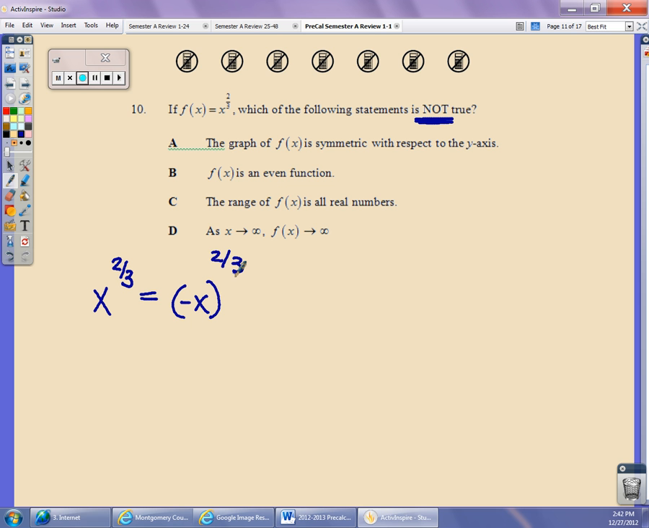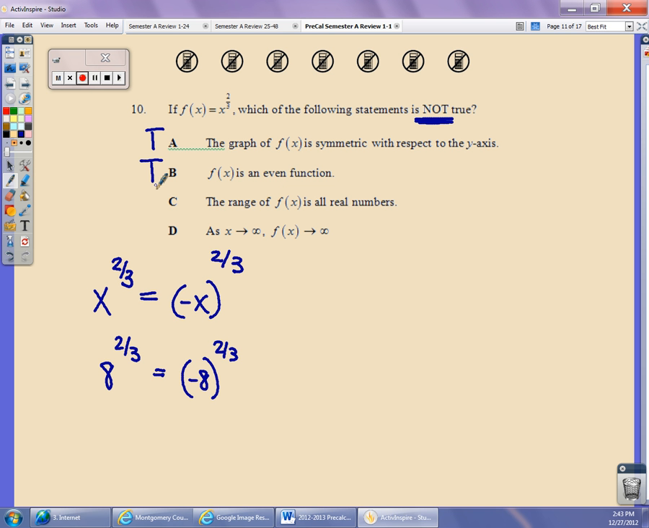Let's just pick a particular value here to show how true it is. Let's say 8 to the 2/3. Notice what happens here. The third root of 8 is 2, squared is 4. If we do the same thing over here with negative 8 to the 2/3, you get the third root of negative 8 is negative 2, squared is 4. So these two give us exactly the same answer. So A is a true statement, B is a true statement.